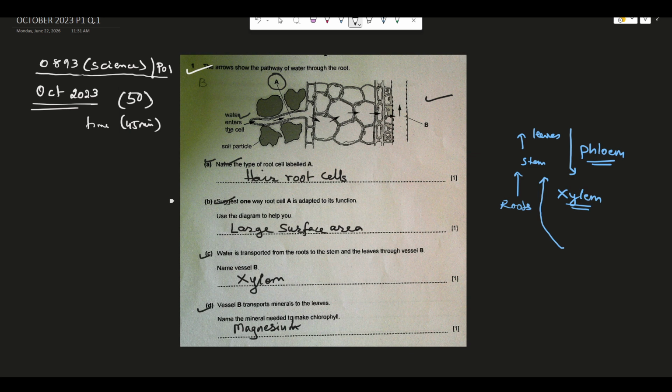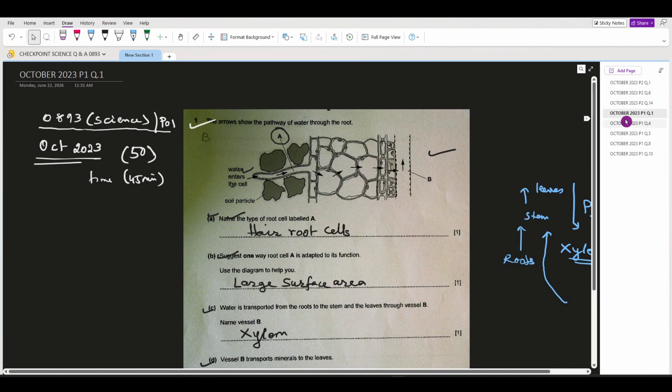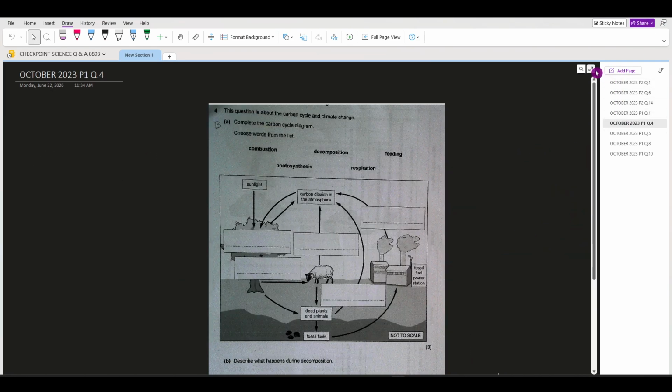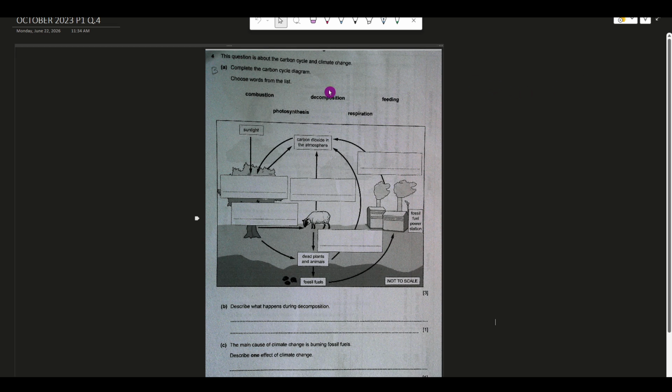Now let us move on to the next question. Let us see what that question is. So here we go to the next slide. Now this is question number 4, from the same paper, paper 1, October 2023. You can see the question on the screen, and I'll read it out for you.